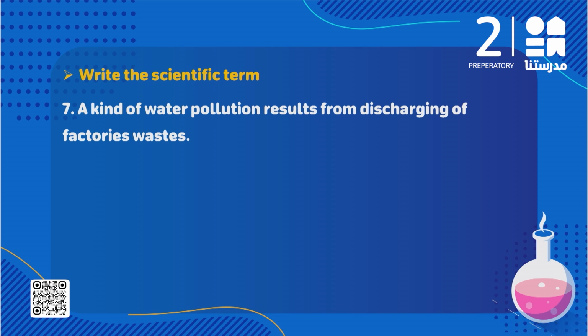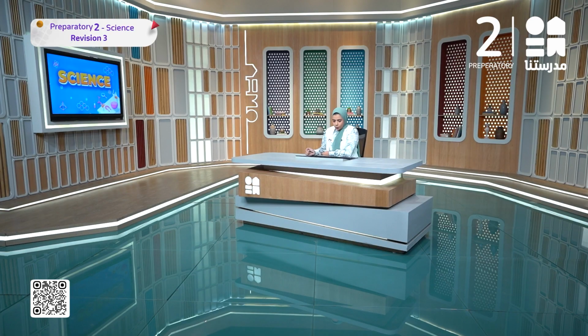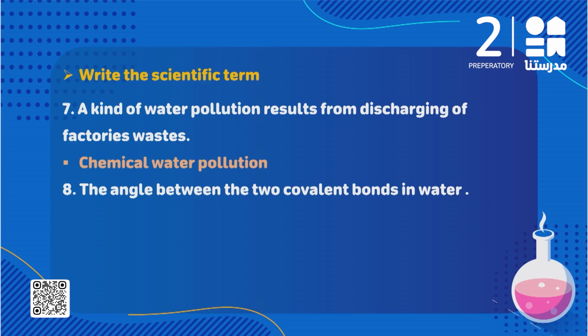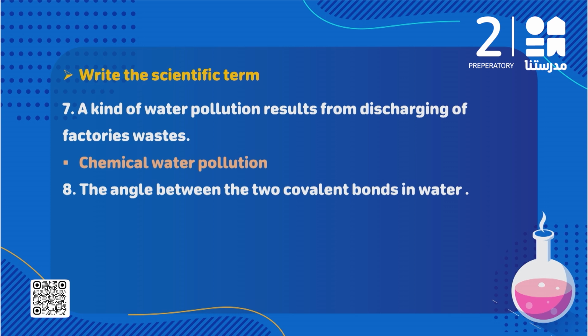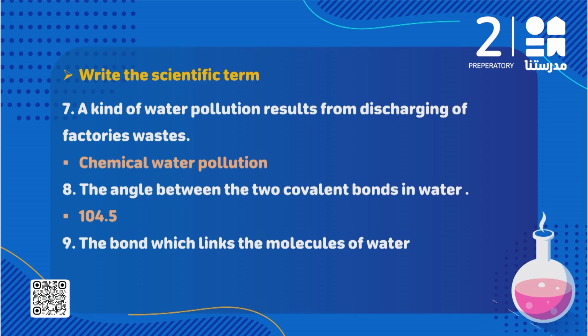Number 7, kind of water pollution that results from discharging of factories' wastes. When the factories discharge their wastes in the water, they cause a chemical water pollution. Number 8, the angle between the two covalent bonds in water. We said the water molecule consists of one oxygen atom and two hydrogen atoms. And the type of the bond between oxygen and hydrogen is called single covalent bond. The angle between the two single covalent bonds in the water molecule equals 104.5 degree.